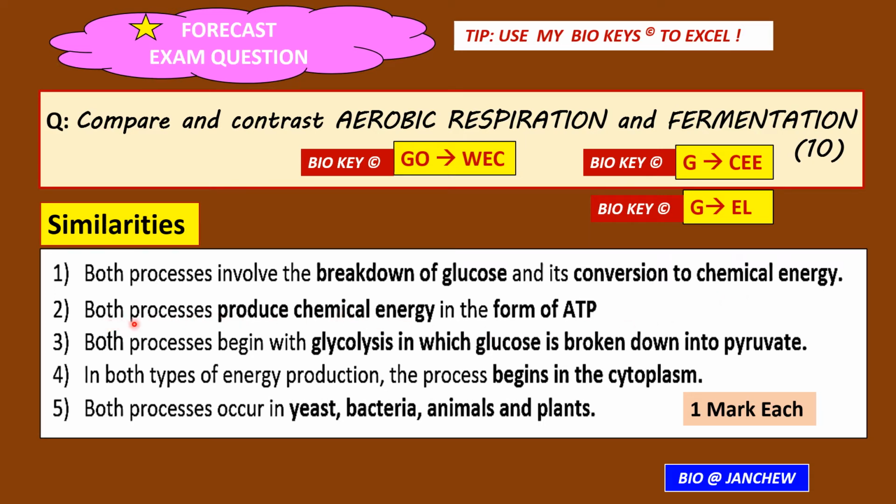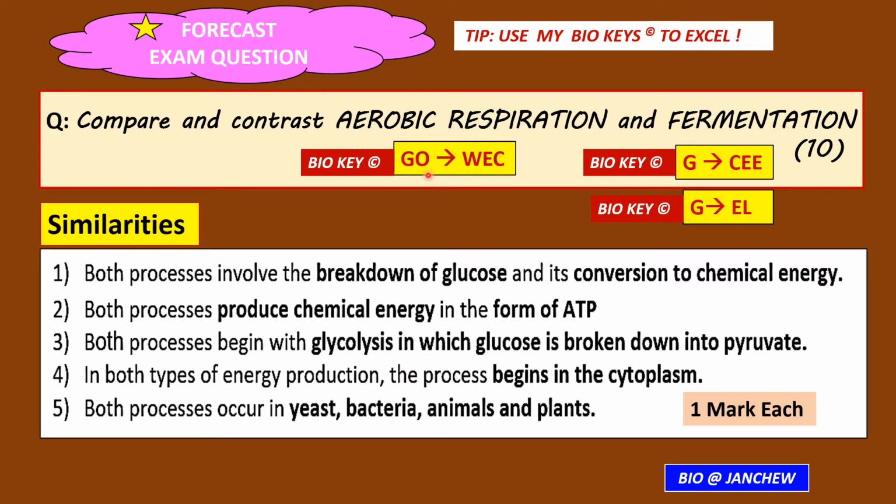So number 2, both processes produce chemical energy in the form of ATP, right? The chemical bonds between the phosphate groups in the ATP store the chemical energy. Now, number 3, both processes begin with glycolysis, in which glucose is broken down into pyruvate.